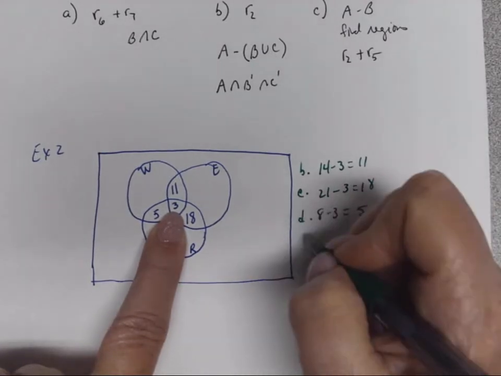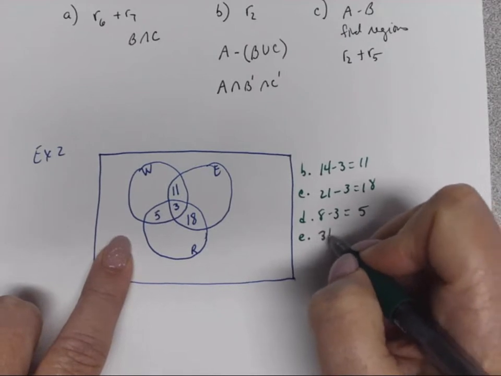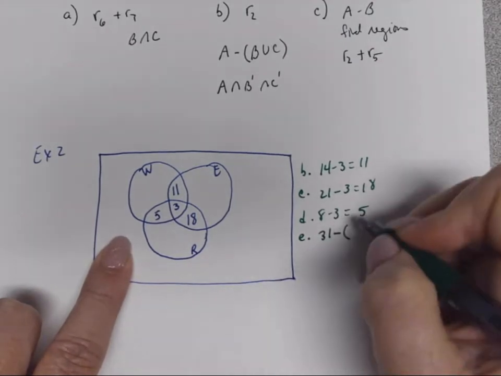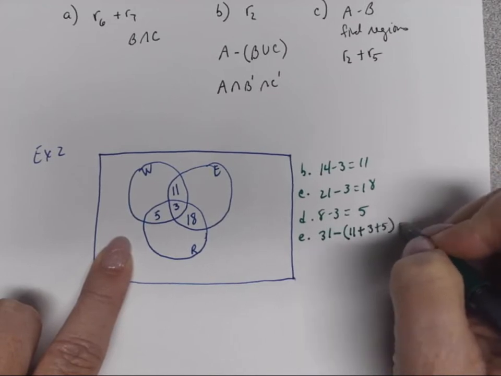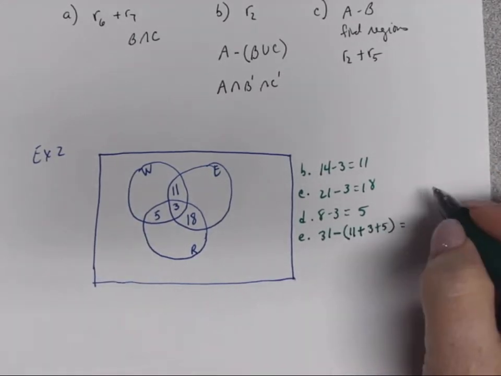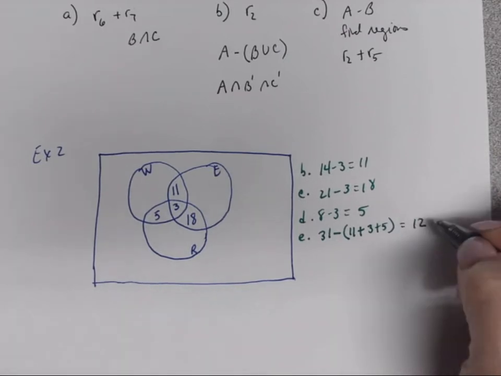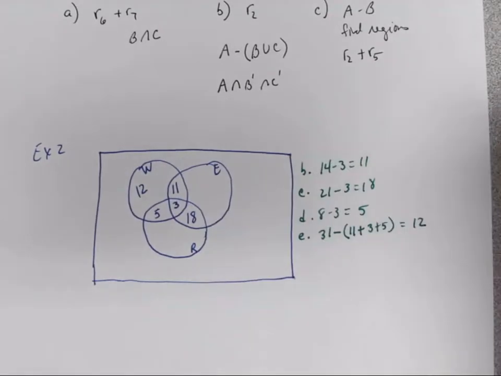Now we are on part E, and part E is all the weekday, with a total of 31 minus the 11 plus the 3 plus the 5. So we have to take out all of those, and that will leave us with 12. So that means up here we're going to have 12. All right, let's go look at part F.